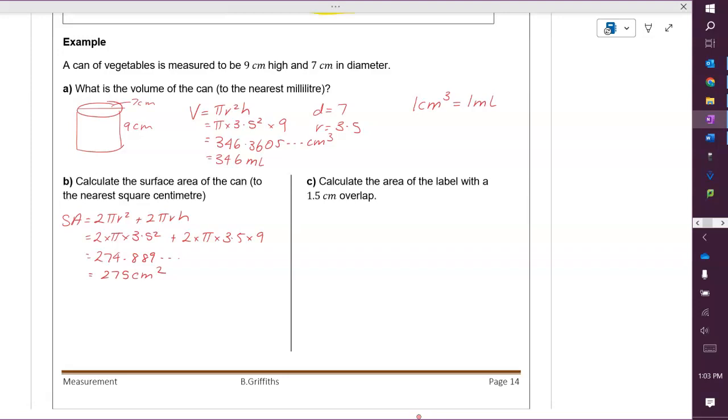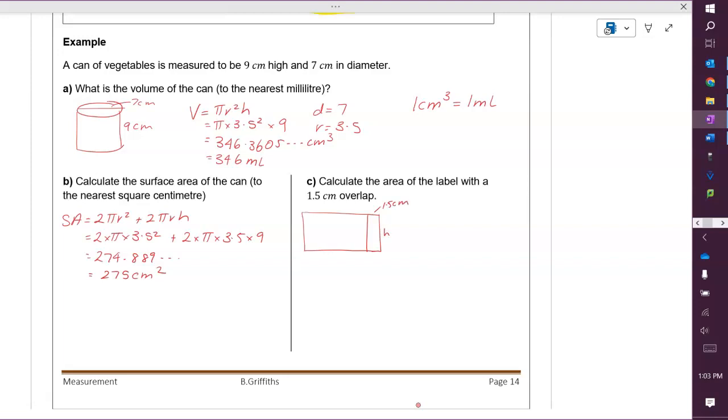Now, a little extension that they could ask here is calculate the area of a label with a 1.5 centimetre overlap. So if you think of a can of vegetables, can of beans, there is always that little bit of an overlap so that the paper can actually stick onto itself as opposed to being stuck on the can. So if you think of a diagram, it's going to be a rectangle, okay, the label that's on there. And then you've got here, this is 1.5 centimetre of our overlap.